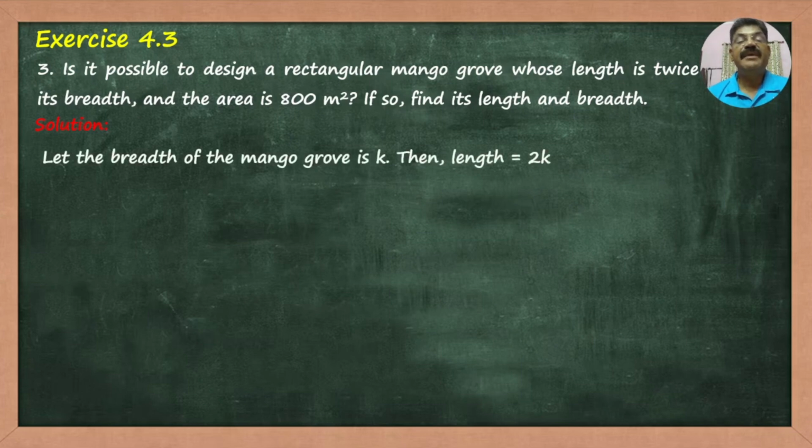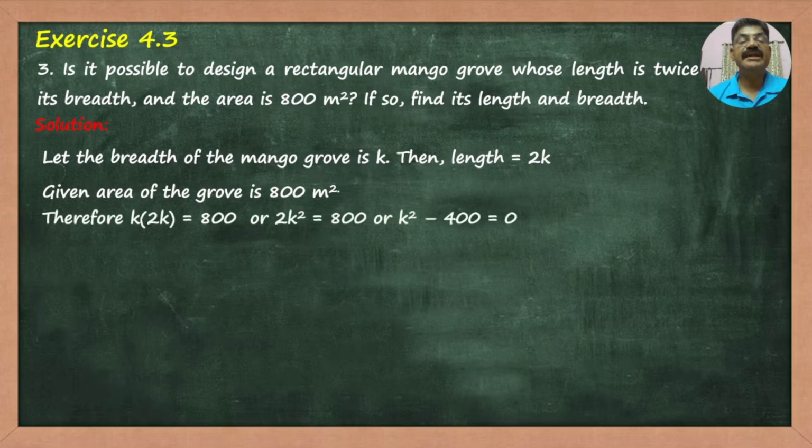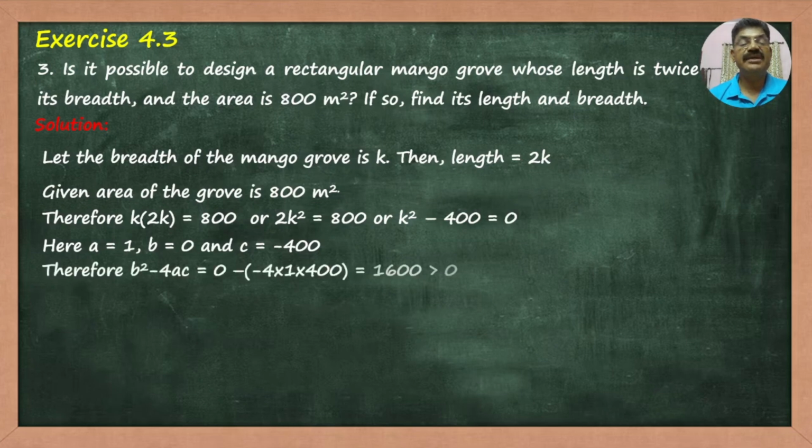So let the breadth of the mango grove be k, then length is equal to 2k, because it is given that length is twice the breadth. Given area of the grove is 800 square meter. What is the formula for area of a rectangle? It is equal to length into breadth. Therefore, k into 2k is equal to 800, or 2k square is equal to 800, or k square is equal to 400. So here a is equal to 1, b equal to 0, c is equal to minus 400.